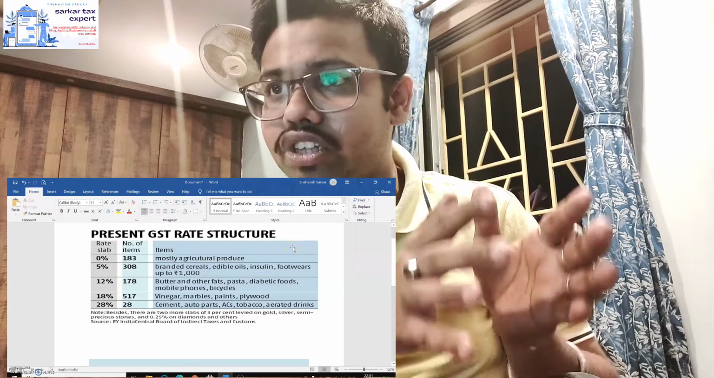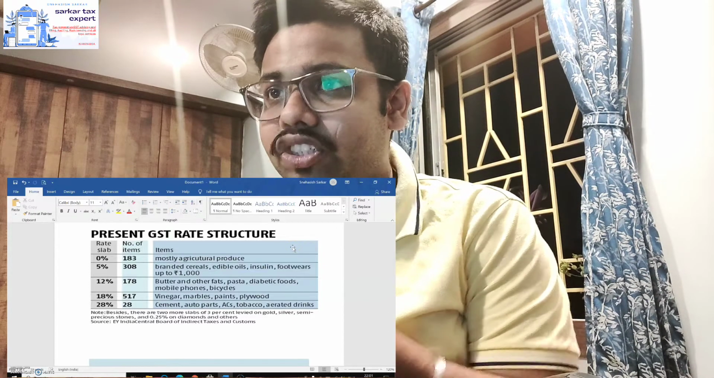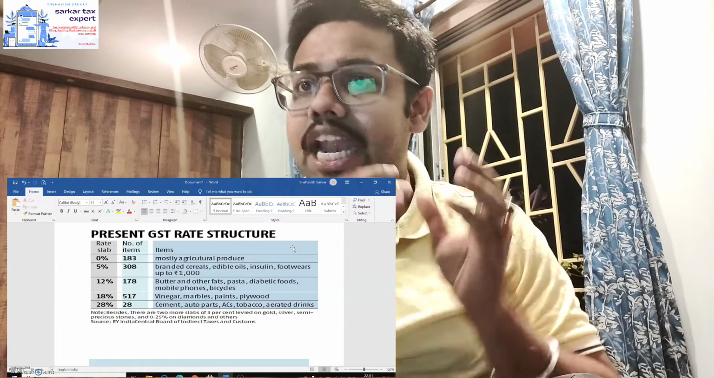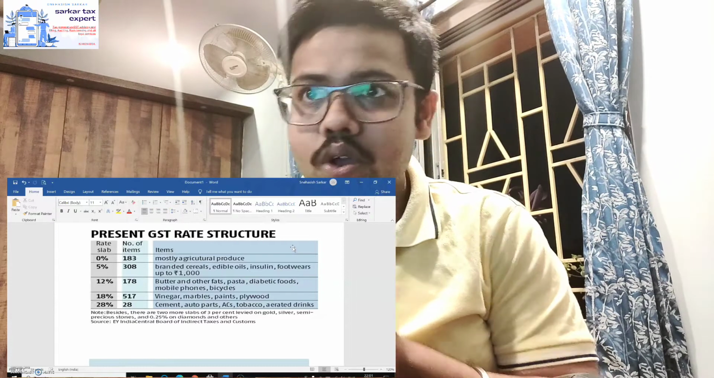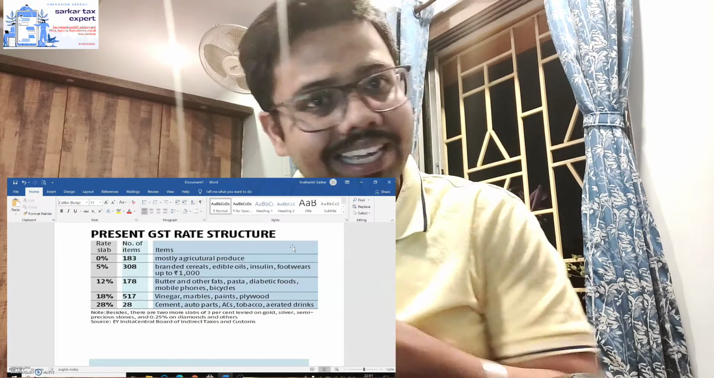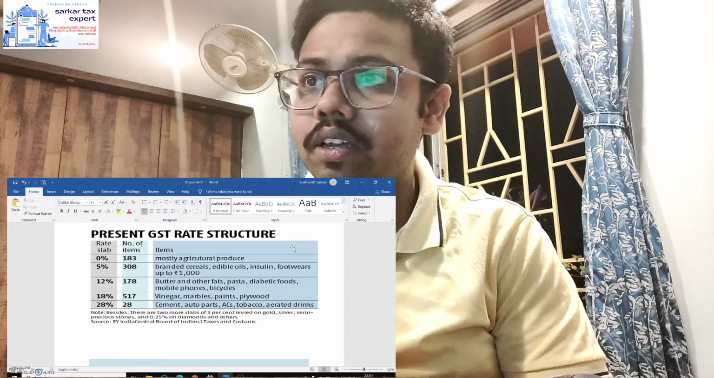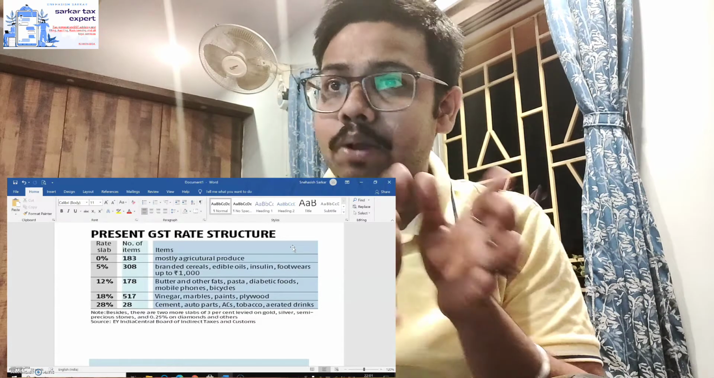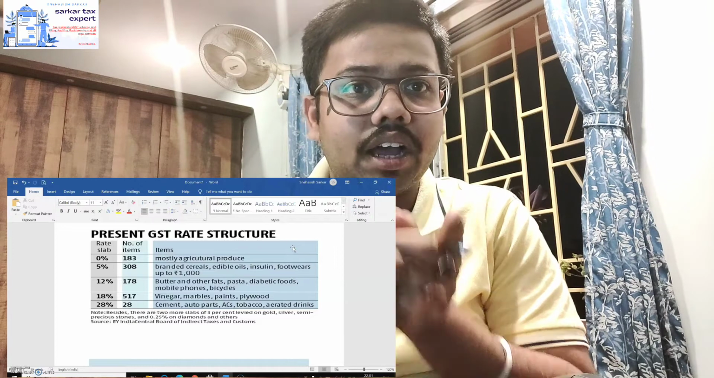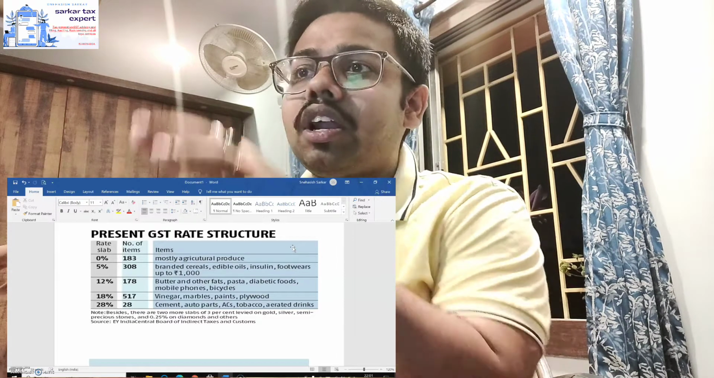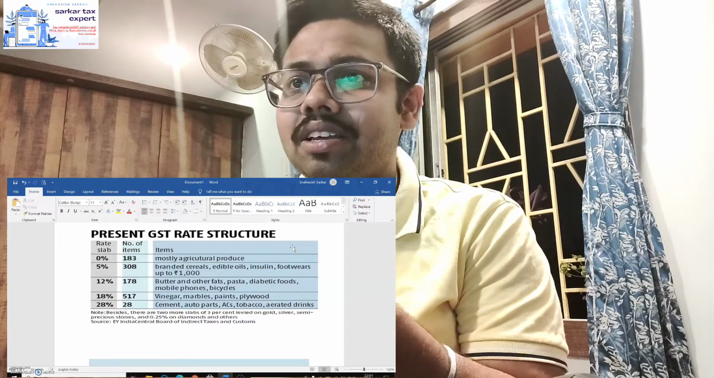0% rate for agricultural products and books too. 5% GST is charged on branded cereals, edible oils, insulin, and footwear up to rupees 1,000. A sugar patient taking insulin has to pay GST of 5%. This whole category is under number of items, that is 308. 308 items are under this slab.